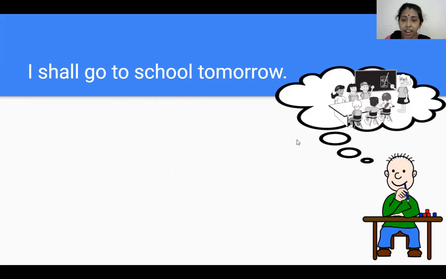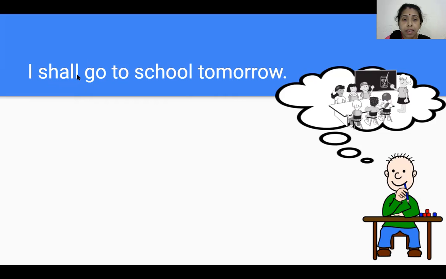Now, if I write another sentence like, I shall go to school tomorrow. Here, obviously you know the action verb is go. But here there is also a little change. I add shall before the action word go. And why is it?